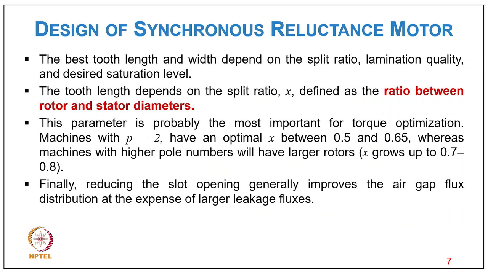The best tooth length and width depend on split ratio, lamination quality and the desired saturation level. The tooth length depends on the split ratio x, defined as the ratio between the rotor and stator diameter. This parameter is probably the most important for torque optimization. Machines with p equal to 2 have an optimal x between 0.5 and 0.65, whereas machines with higher pole number will have larger rotors, with x growing up to 0.7 to 0.8. Finally, reducing the slot opening generally improves the air gap flux distribution at the expense of larger leakage fluxes.